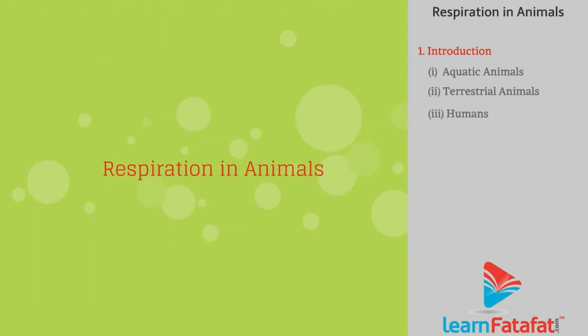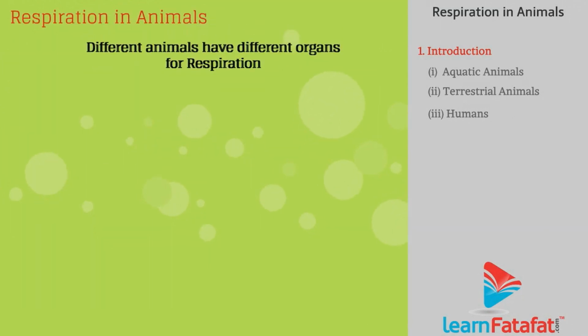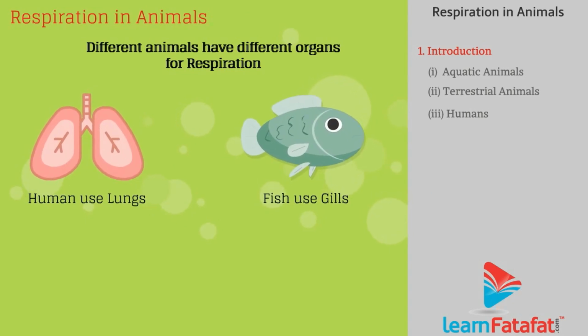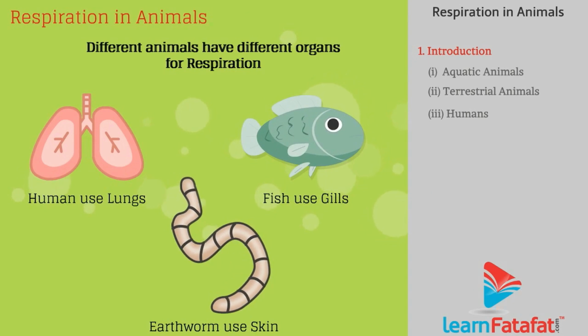Respiration in animals. Different animals have different organs for respiration depending on their surrounding. For example, humans use lungs, fish use gills, earthworm use skin depending on their surrounding environment.